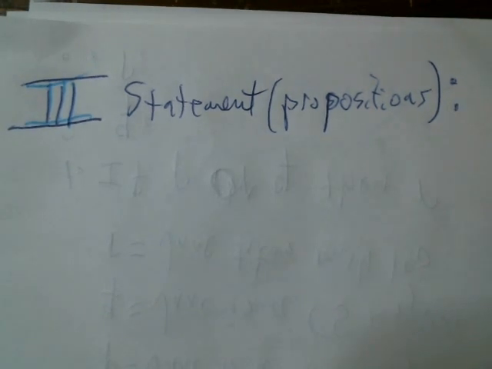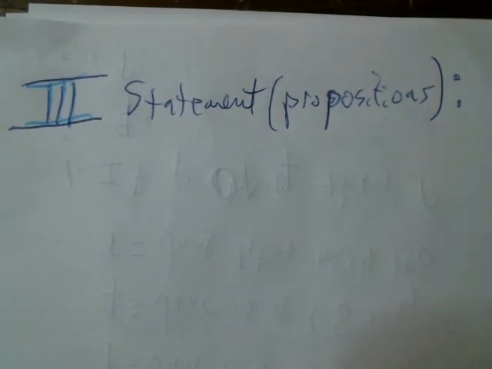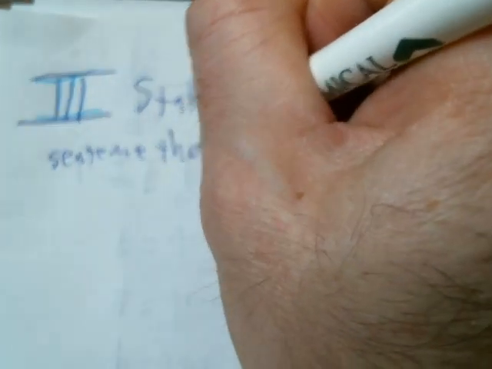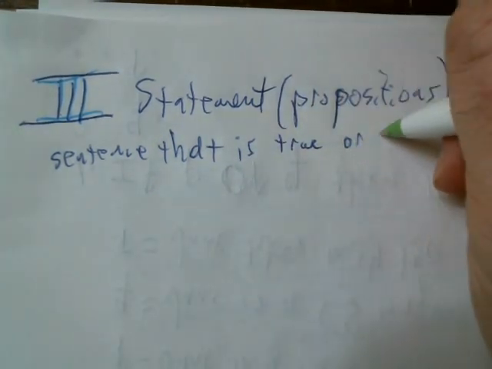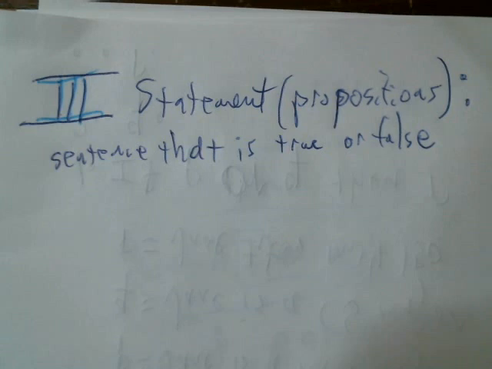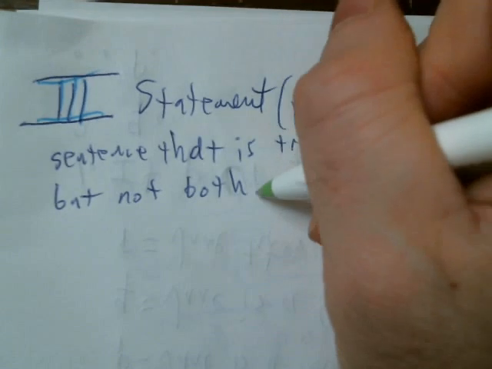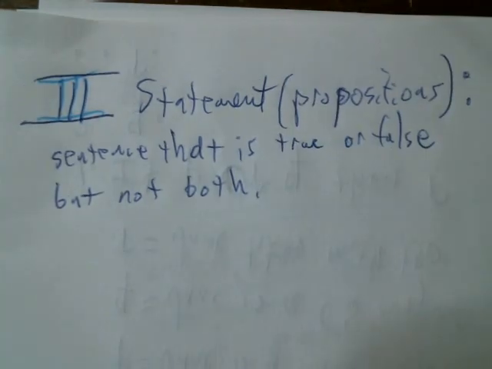So what is a statement? A statement is a sentence that is true or false, but not both. Okay? So it's a sentence that is true or false, but not both. And if you study set theory, which is always a good thing, we wanted to avoid paradoxical statements like the set of all sets that contain themselves contain itself, and that sort of thing.